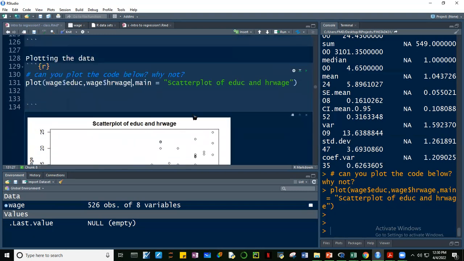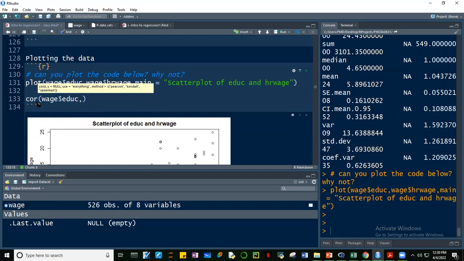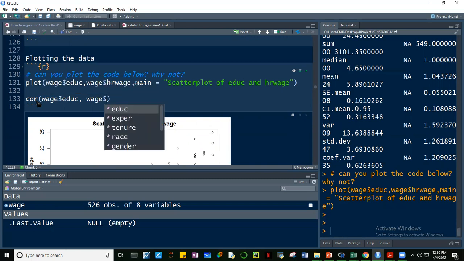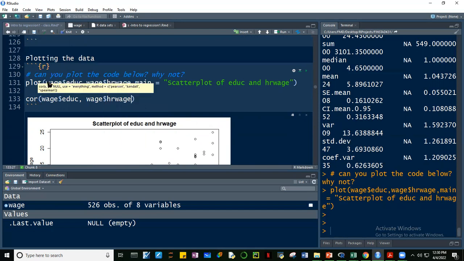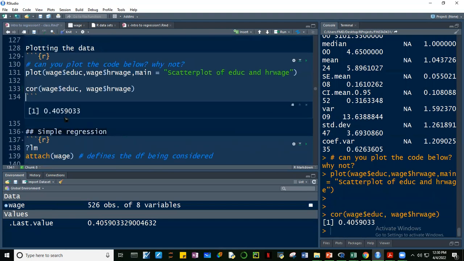Pwede ba natin makuha yung correlation? Let's see, no? Correlation ni wage education at saka wage hourly wage. Yan. Will that work? Okay, it's 0.4. No? So medyo may weak na, medium to medyo weak na correlation between education and hourly wage. Okay, so let me stop recording now. It's already time, guys.